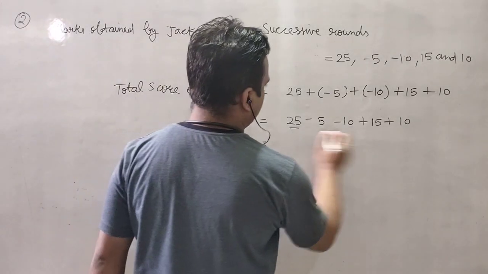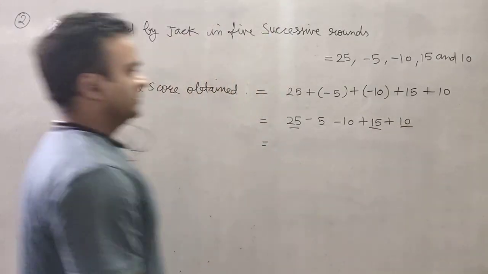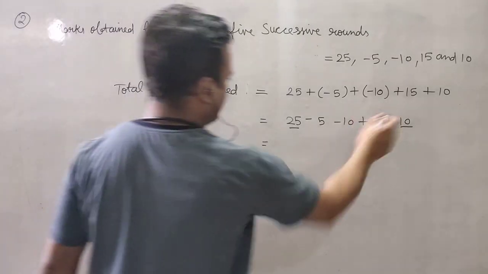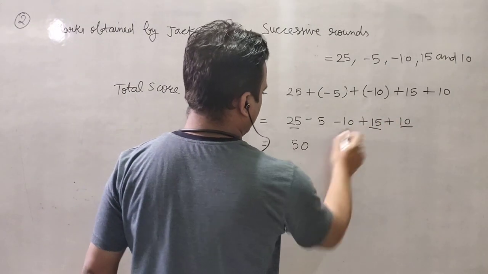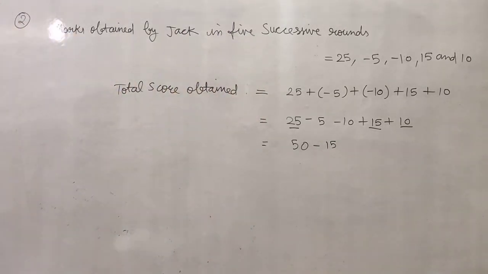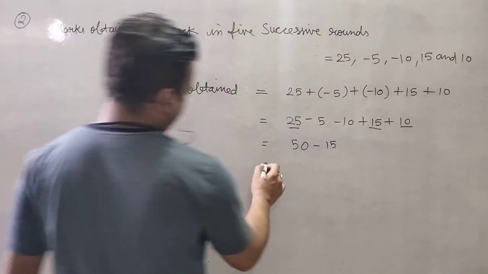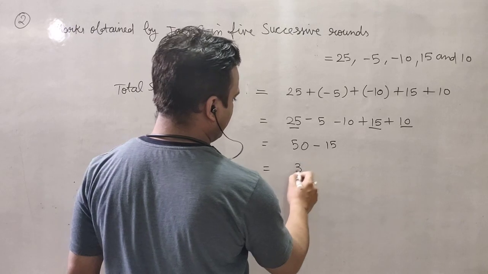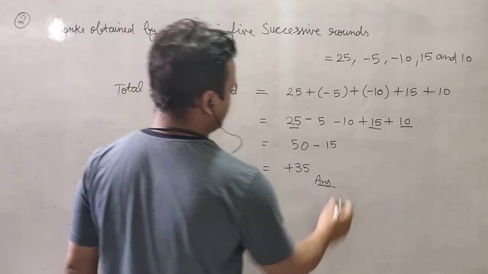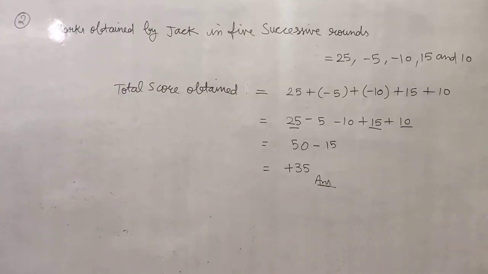Now 25 plus 15 and plus 10. So what will we get here? 25 plus 15 is 40, 40 plus 10 is 50, and minus 5 and minus 10 will be minus 15. Now finally we have to subtract, so we will get 35. So it is plus 35. This is the answer. This is the total score obtained by Jack, right?